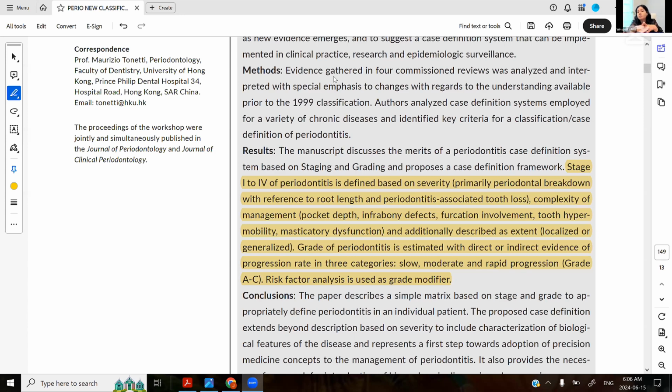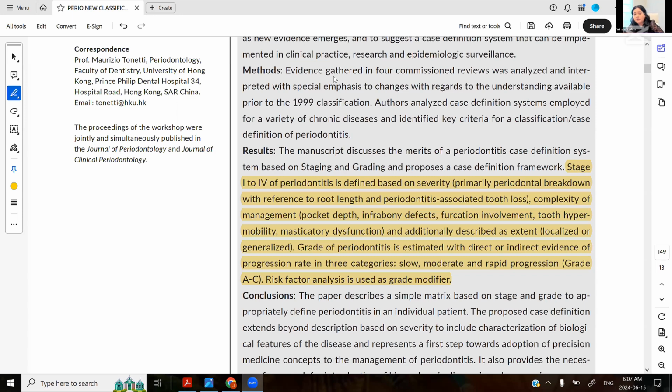And then you also have the component of extent. All the stages can be localized or generalized depending upon the number of teeth involved. Less than 30% is localized, more than 30% is generalized, as was with the old classification as well. The localized and generalized extent is based on the number of teeth involved. So all these 4 stages are still bound with the localized and generalized component.